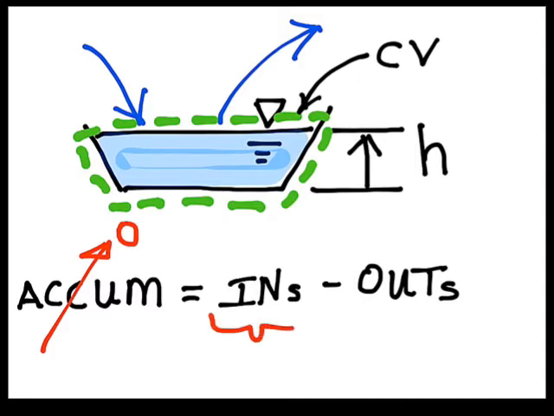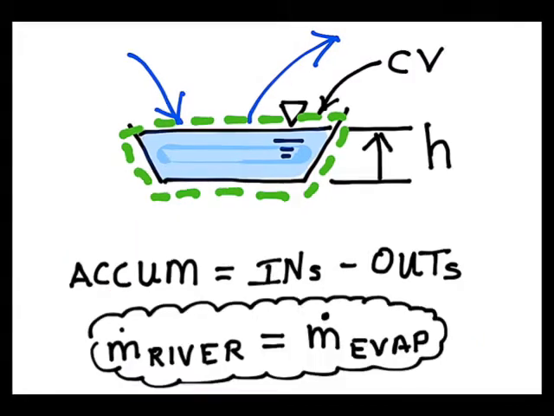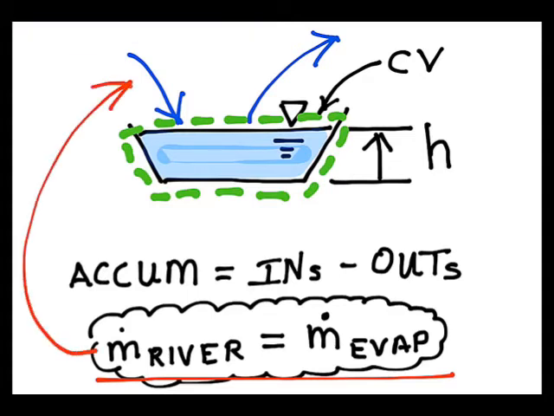There's only one inflow, which is the river, and there's only one outflow, which is the evaporation. So it looks like the inflow of mass by the river must exactly equal the outflow of mass by evaporation. I can write that idea with this equation, and of course this is exactly what I can see by looking at my picture. Seems straightforward. Let's get going with the documentation.